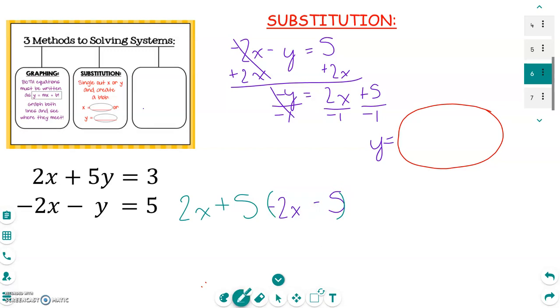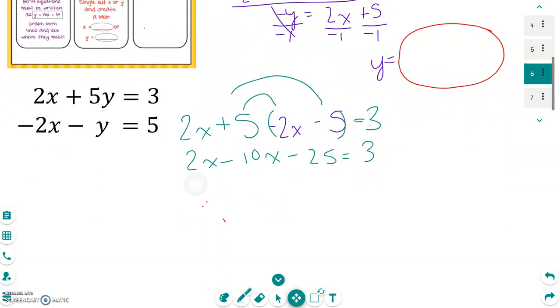And continue with our equation equals 5. So now we're left with 2x, and we're going to use the FOIL method. We find out that it's 2x minus 10x. 5 times negative 5 is minus 25 equals... Oh, I'm sorry, this should have been a 3. Equals 3. Okay, I copied it wrong.